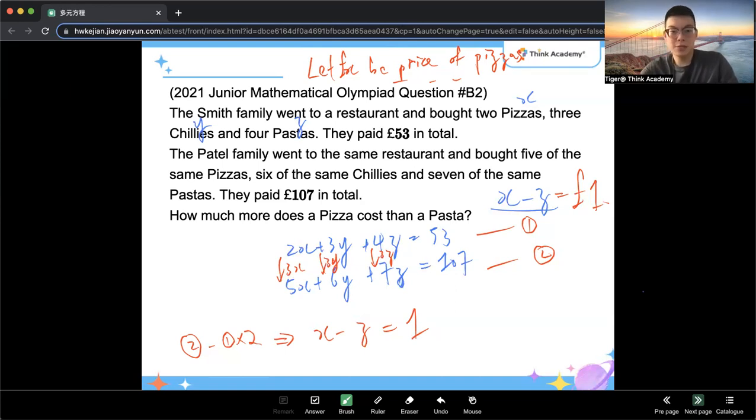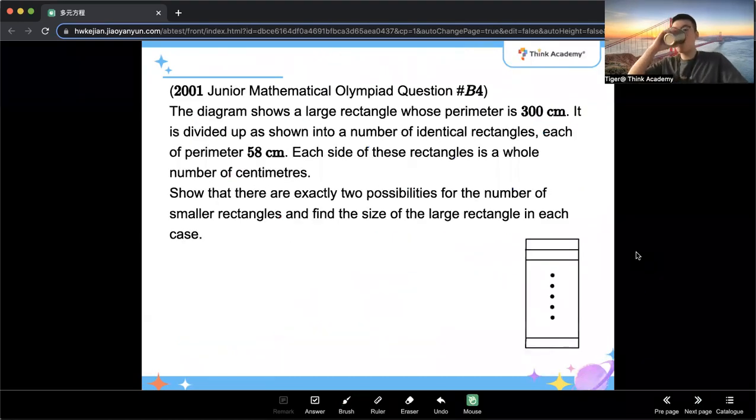Okay. So this is for simultaneous equations. And also sometimes we will encounter some of these simultaneous equations with parameters. For example, this 2001 question B4. I believe many of you have seen this question before. So it says that a large rectangle has perimeter 300 centimeters, and it is divided up as shown into a number of identical rectangles. Each of them has a perimeter of 58 centimeters. And you can see that each side of these rectangles is a whole number of centimeters.